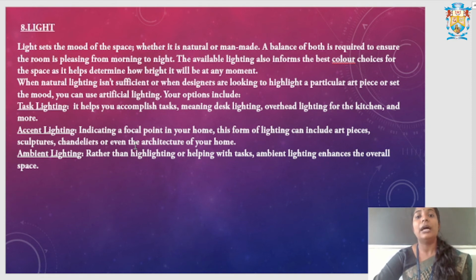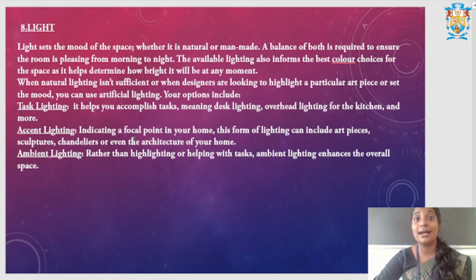The availability of lighting also informs the best color choice for the space, and it also helps to determine how bright it will be at any moment. When natural light isn't sufficient, or when the designer is looking to highlight a particular art piece or set the mood, you can use artificial lighting. Your options include task lighting, ambient lighting and accent lighting.